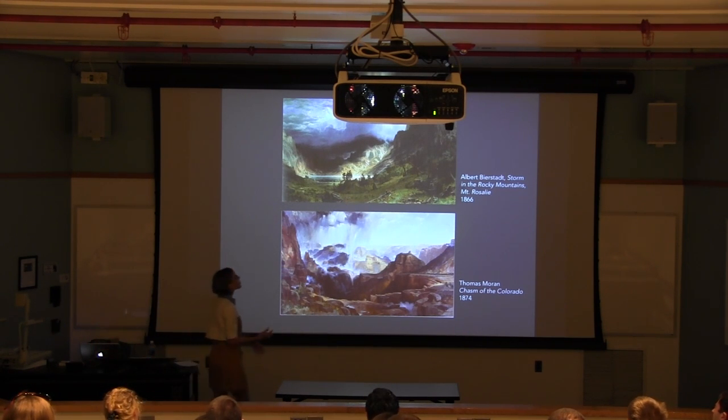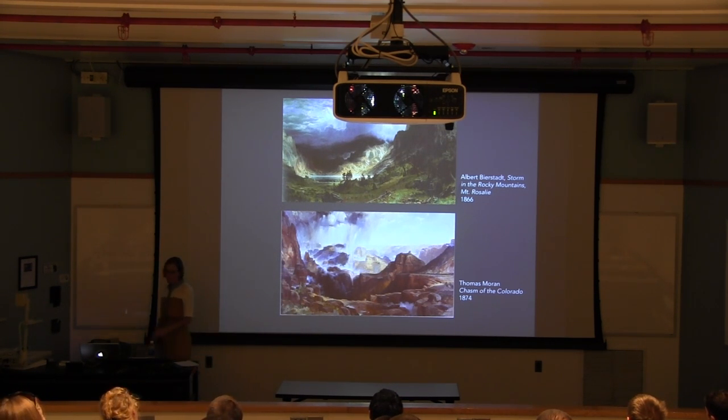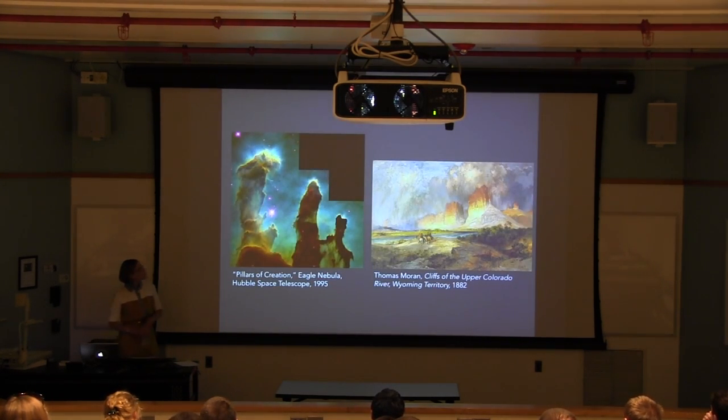And these craggy mountains and abysses of a canyon, the buttes of the Southwest, really become associated with a particular idea of the American landscape. They really become part of the visual vocabulary of how we imagine the American West. And the Hubble images rely on a similar iconography, a similar set of shapes and forms that we associate with the American West.